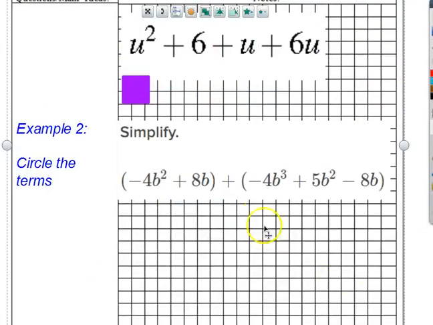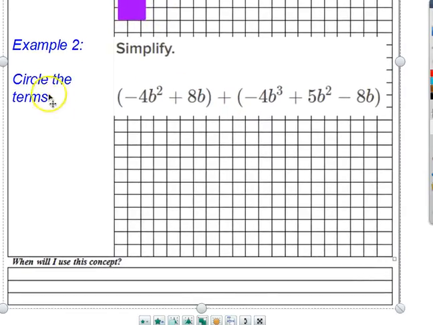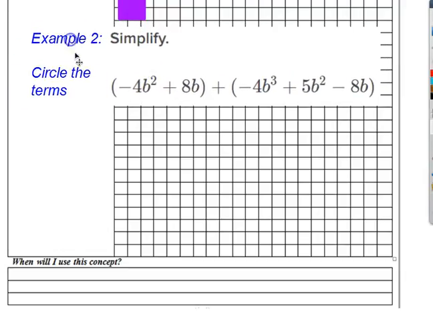All right, now for the second one, I am not going to draw the pictorial representation. I'm just going to add my like terms. This is a plus here. I'll teach you tomorrow what to do if it's a minus, because you're going to have to distribute that negative. But for right now, we're just going to circle the terms that we can add together.